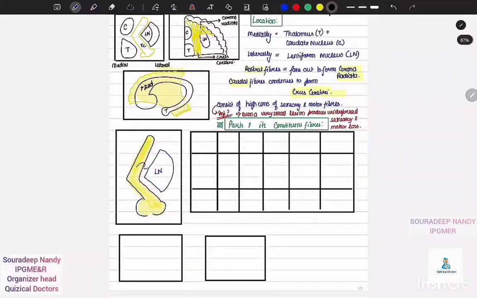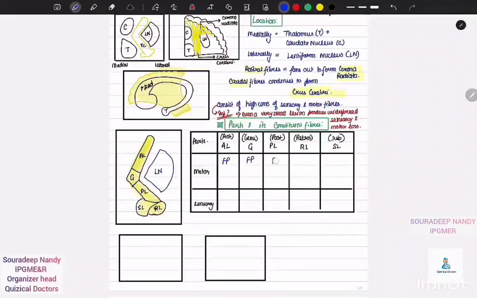Now coming to the parts and their constituent fibers. The internal capsule consists of 5 parts: anterior limb, genu, posterior limb, sublentiform (SL), and retrolentiform (RL). Each part consists of motor and sensory components of fibers. The motor component in the anterior limb consists of frontopontine fibers; the genu and posterior limb also consist of frontopontine fibers, and the retrolentiform and sublentiform contain parietopontine fibers. The retrolentiform consists of occipitopontine fibers because it is present posteriorly, and the sublentiform consists of temporopontine fibers because it is present inferior to the lentiform nucleus level.